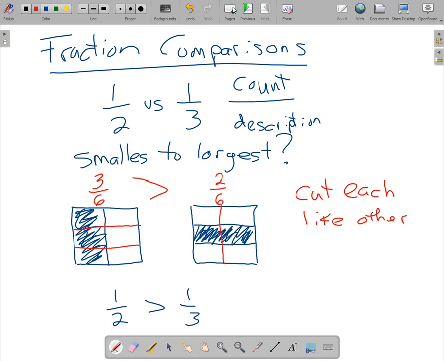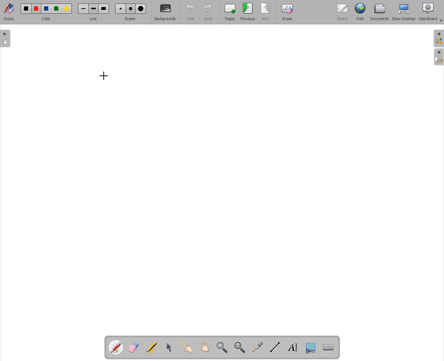All right, let's do another example. Suppose we had 7/9 versus 17/20. Don't want to draw that one. Okay, so I'm going to look at the other one for inspiration.